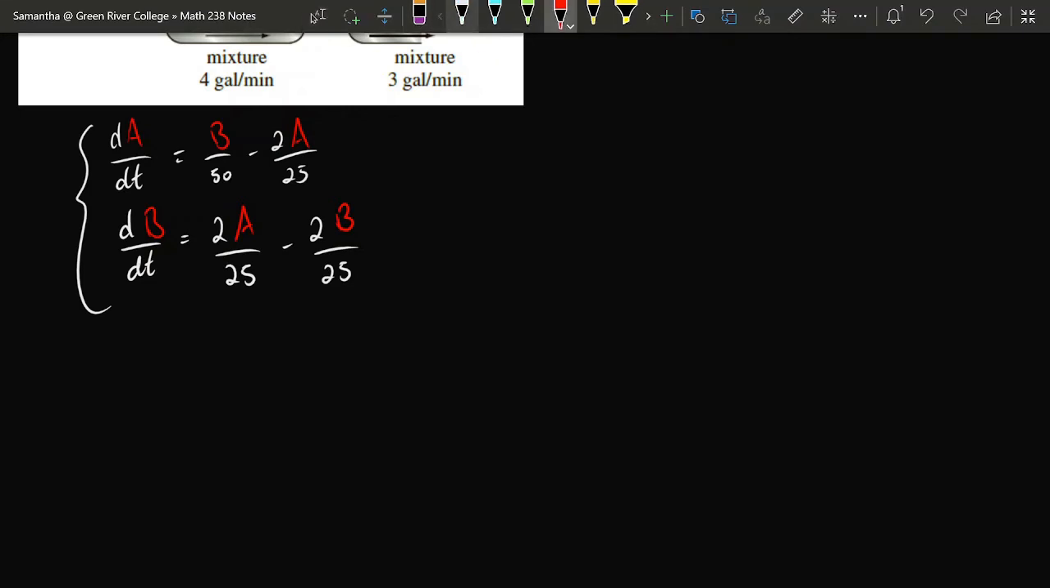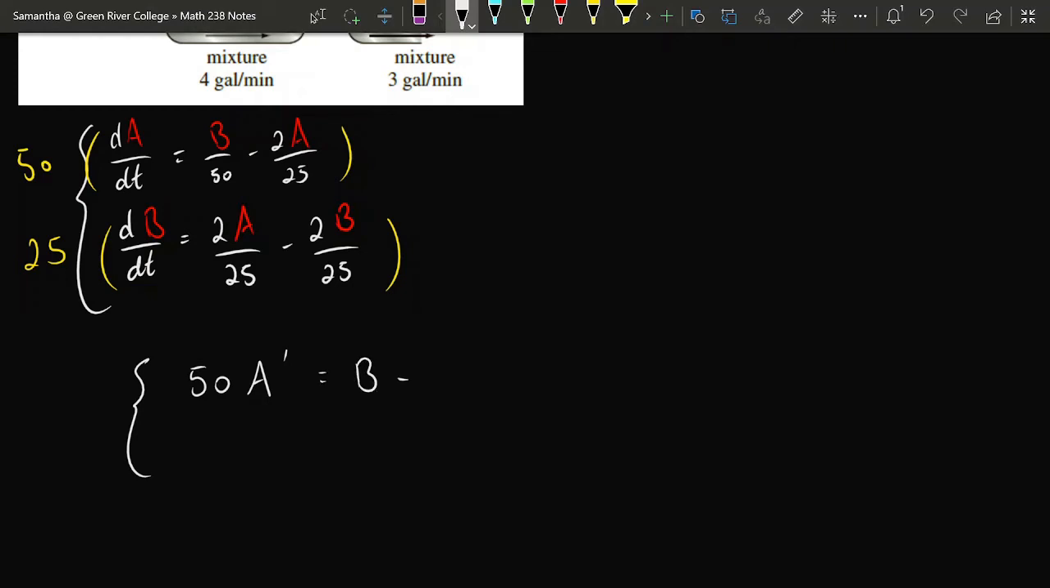And to that end, let me go ahead and rewrite this expression in a slightly different way. For the sake of my sanity, I think I'm going to go through and clear these fractions. So maybe I'll hit the first equation with a 50 and the second equation with a 25. That should do it. This gives me 50 copies of the derivative of a equals b minus 4a, and 25b prime equals 2a minus 2b.